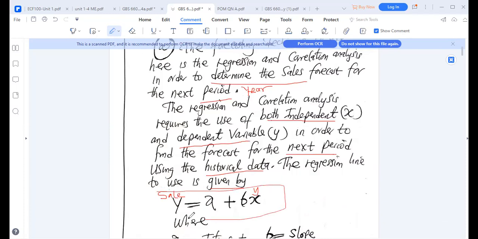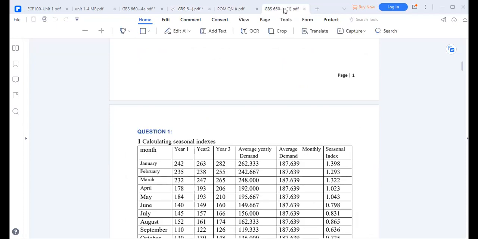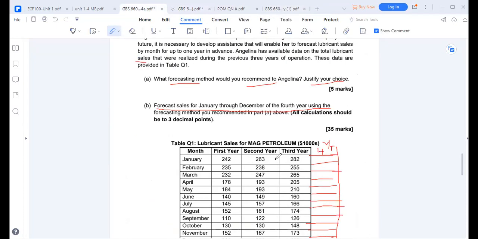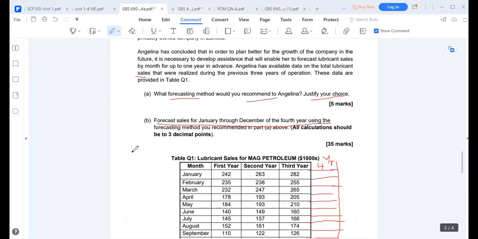This is the recommended method that we are going to now use to apply as we go to the other part of the question. The other part of the question says, forecast the sales for January through December, the fourth year, using the forecasting method you have recommended in part A above.